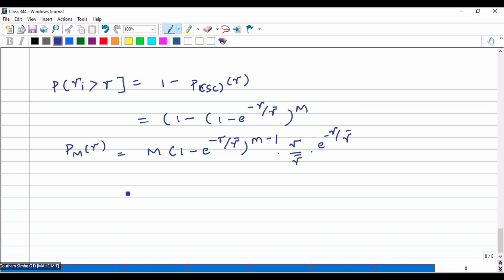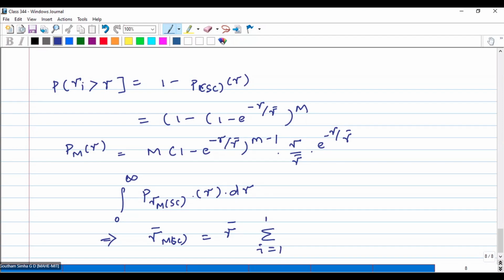In books, the final equation is given as something like: you integrate between 0 to infinity gamma times P gamma m of SC of gamma into d gamma. That is a little tricky, but I'll show you how to do it. That is equal to gamma m of SC bar is equal to gamma bar into summation i equal to 1 to M of 1 by i. This is the final equation that they have given.